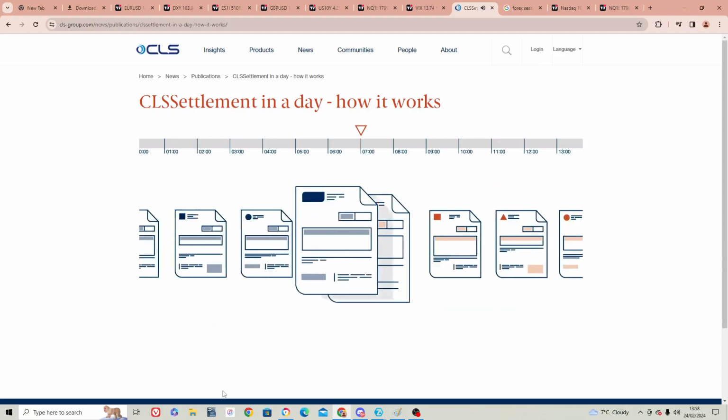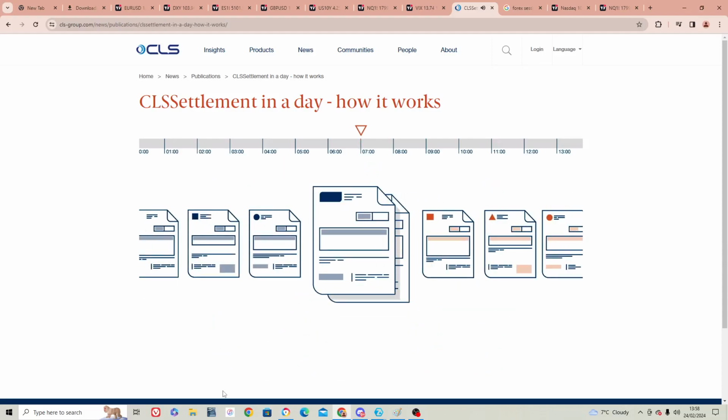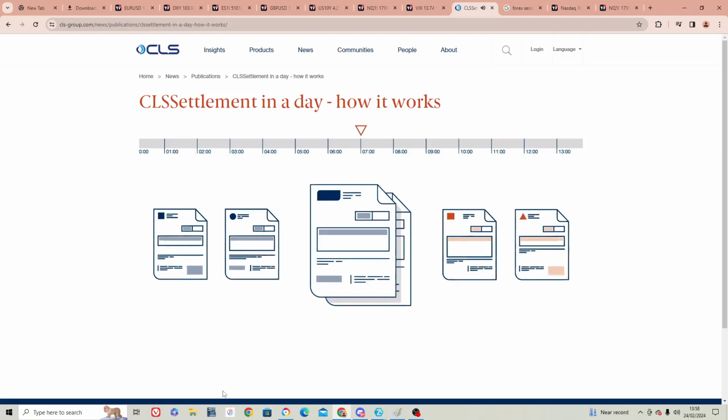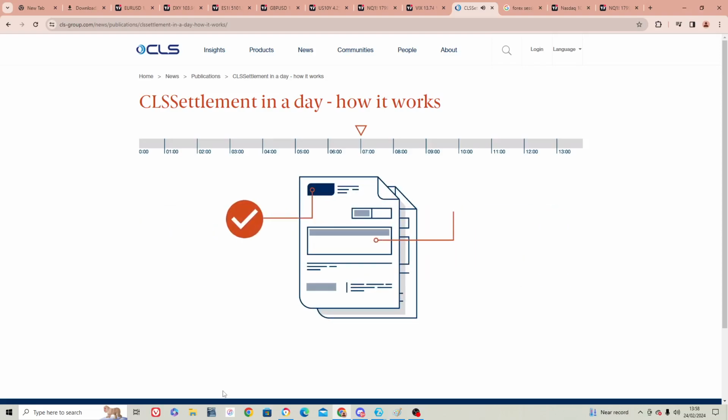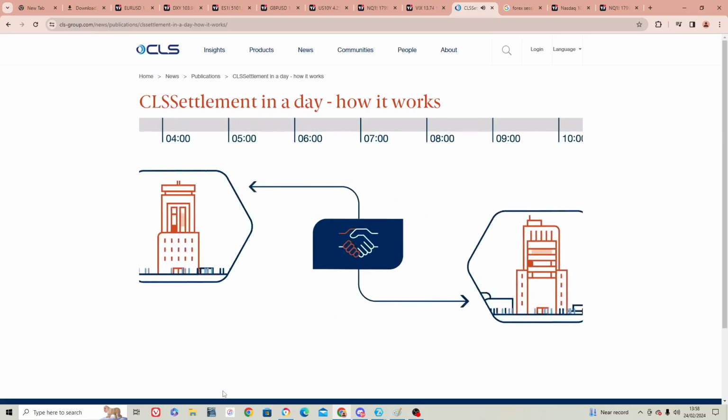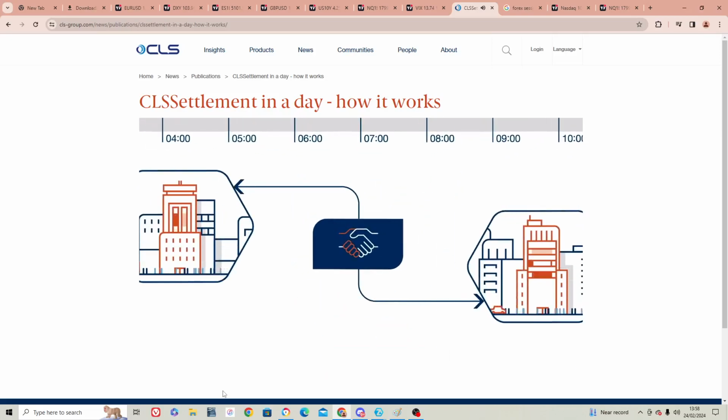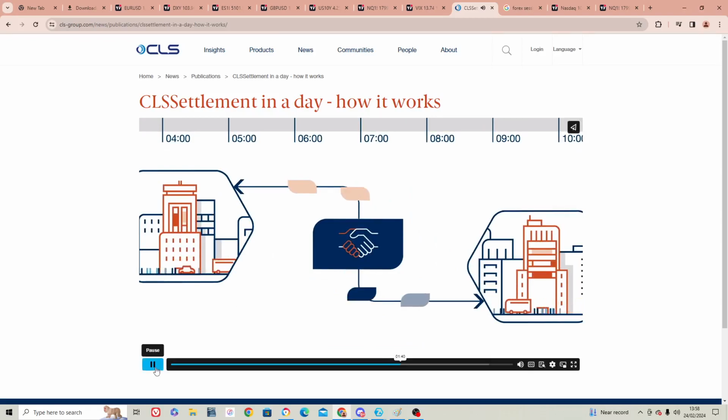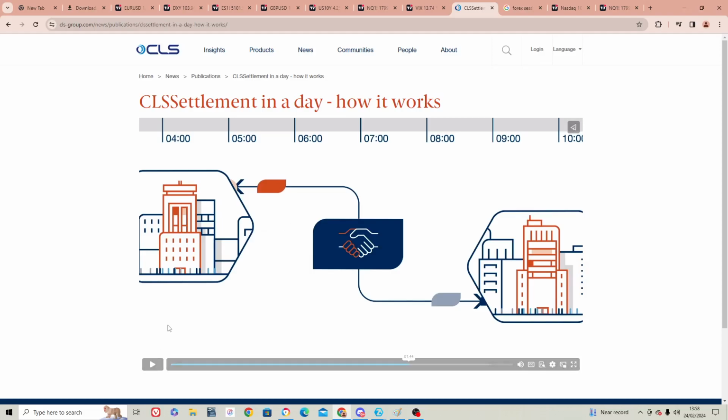The system takes each matched pair of payment instructions in turn from the settlement queue and checks whether they satisfy the CLS settlement risk management tests. Using our unique payment versus payment system, the relevant payment instructions are then settled simultaneously and with finality and irrevocability.